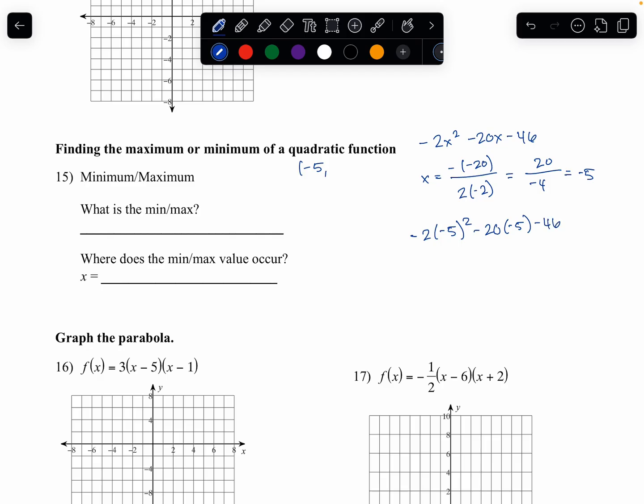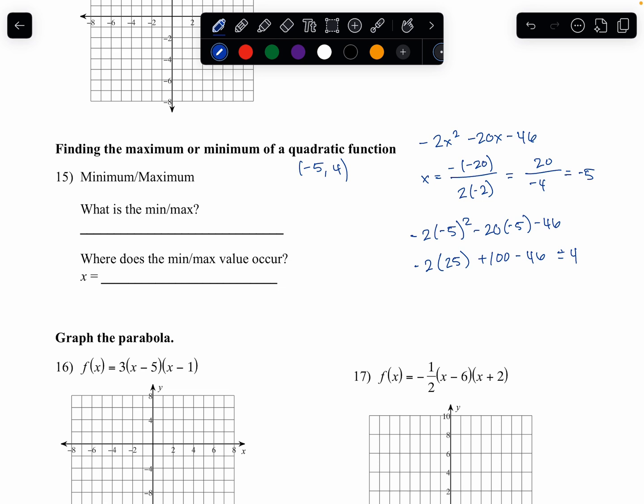Like that. Let's see, so it's going to be -2 times +25 plus 100. I think that is -46. So that's going to be -50. So it should come out to be 4, I think. Let me double check here. So we have -2. I'll just have a calculator right here. -2 times -5 squared minus 20 times -5 minus 46. Yep, that comes out to be equal to 4.